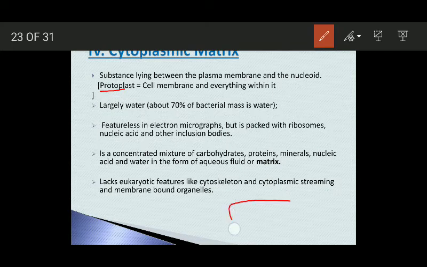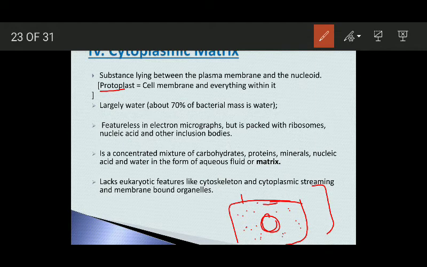Say for example, this is a bacterial cell. This is cell membrane, this is nucleoid, and this is the cytoplasm. Everything within the cell membrane and including the cell membrane, this structure is known as protoplast. Protoplast simply means cell membrane plus everything that is within it.